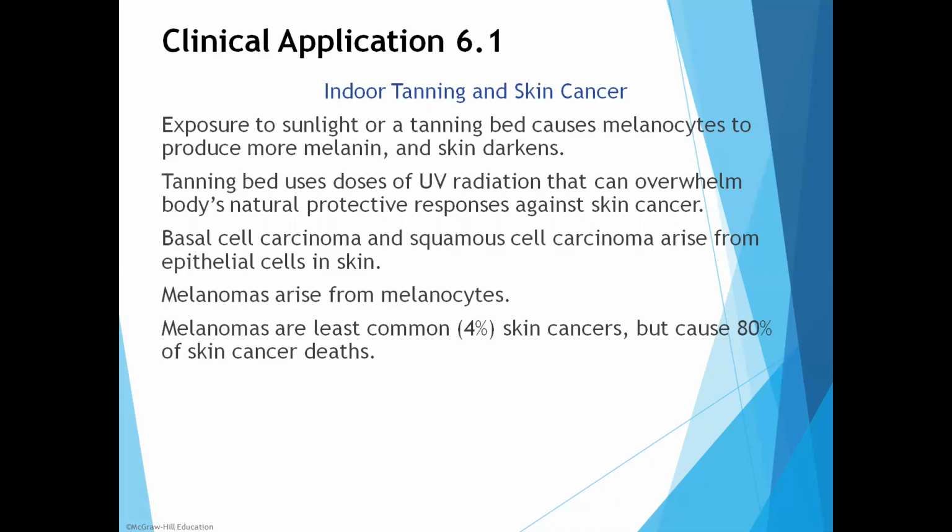So high exposure to sunlight or using tanning beds in a very high volume causes melanocytes to produce more melanin. And so your skin's going to darken, which makes sense. But when you overdo it, it can cause issues with UV radiation. And because of that, it can cause some problems and mutations to our genetic material. It can actually damage our DNA. And because of that, it can actually overwhelm our natural protective responses against skin damage, as well as actually create these skin cancer cells as well.